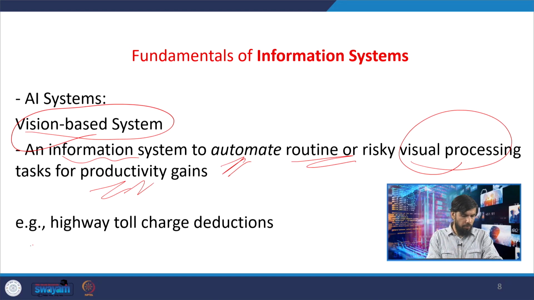So what could be the example? For example, highway toll charge deduction. A vision system could be installed at the toll points, and it will take an image of the number plate of the car, or maybe some other reader could read that, and it enables faster visual processing for the toll, and the toll charges will be deducted from the bank account. So all that automation is feasible, and a vision based system can be a good option in this case.